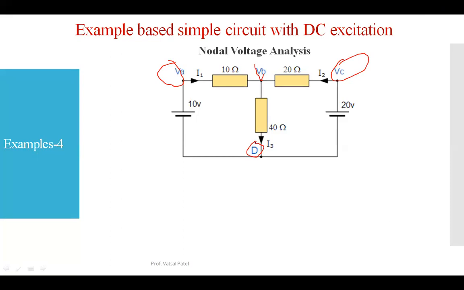Out of four, one node, that is D point, is selected as a reference node, because you can see that the negative polarity of the battery sources are connected together, and according to the current direction we can select that D node as a reference node.